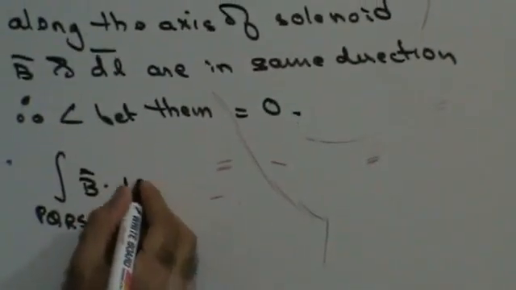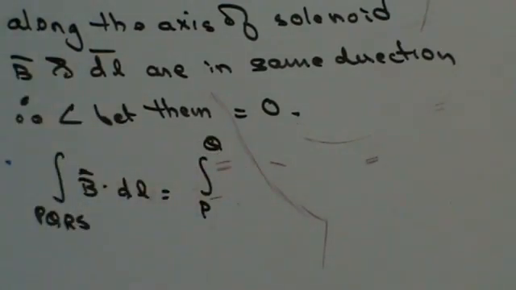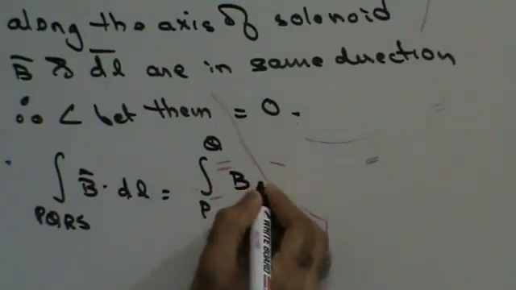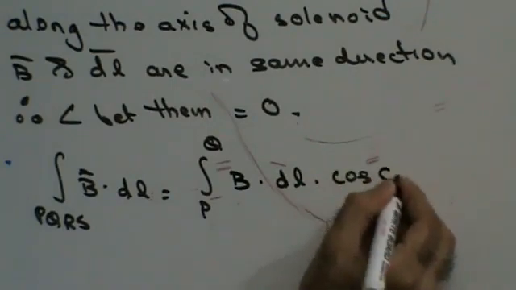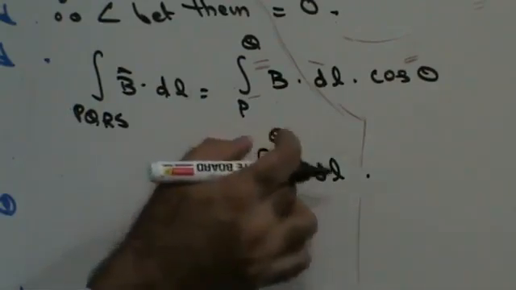If the angle between them is 0, that means I can say that integral of PQRS B vector dot dl is going to be equal to integral of P to Q. Dot product of two vectors is nothing but the magnitude of two vectors and cos of the angle between them, which is B into dl into cos of 0. Cos of 0 is nothing but 1. So this is going to be integral of P to Q B dl. B is a magnetic field. The strength of the magnetic field is going to remain constant. Whatever is constant comes outside the integral. PQ dl, right? Integral of dl, if I join all the small length, I'll get the total length of the conductor, right?